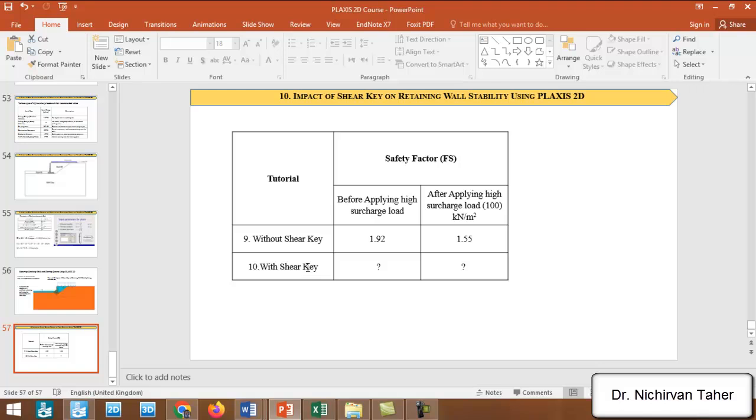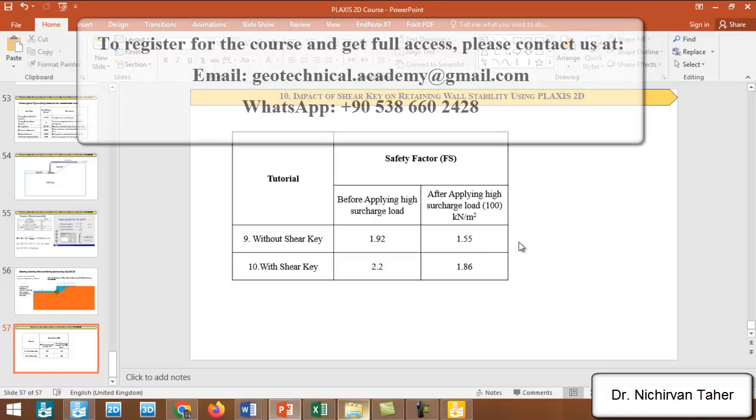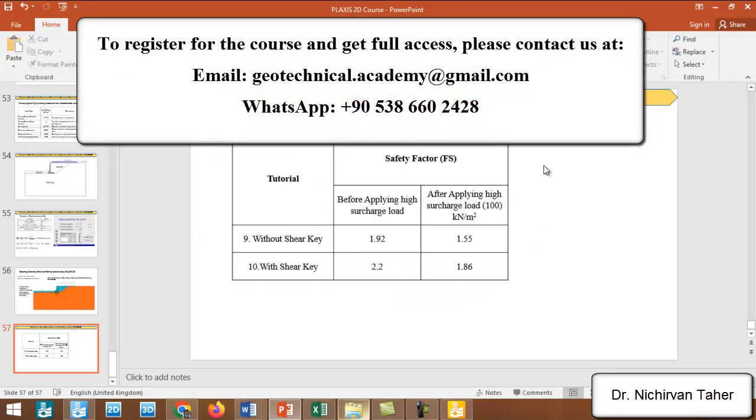So in this example, we will add a shear key, and also we will see how the factor of safety will be changed after construction of the shear key, and we will compare the safety factor before applying a surcharge load and after applying a high surcharge load. So this example showed us how the construction of shear key increased the safety factor of the retaining wall, and this was for this example.